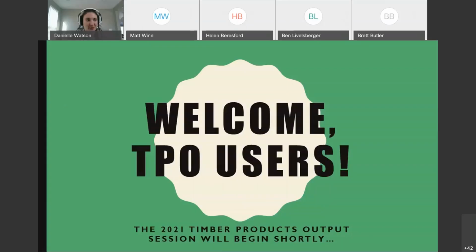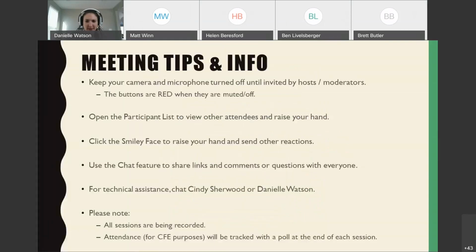Awesome. All right. Welcome to session 5 of the Timber Products Output session. The theme for today is identifying users' emerging needs. And here are our basic rules again for everyone who may be just joining us. Pretty simple here. Again, keep that chat going.